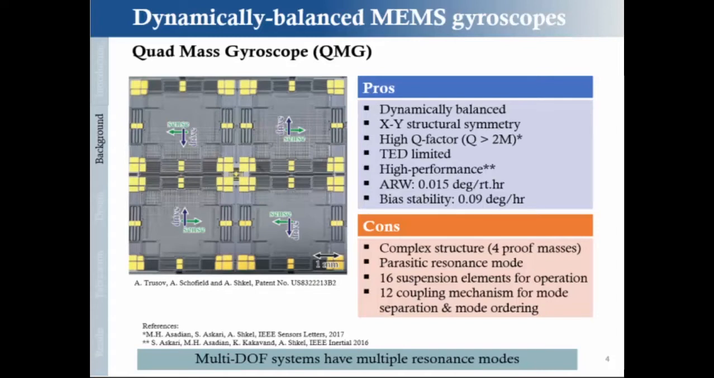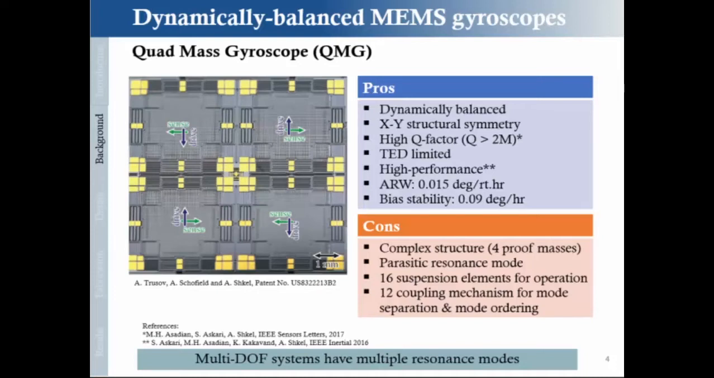And by pursuing this architecture, we're able to demonstrate a silicon device operating as a thermoelastic damping unit with a quality factor greater than 2 million. The performance of this device is, for example, angular random walk of 0.015 degrees per root hour, and bias stability of 0.09 degrees per hour.